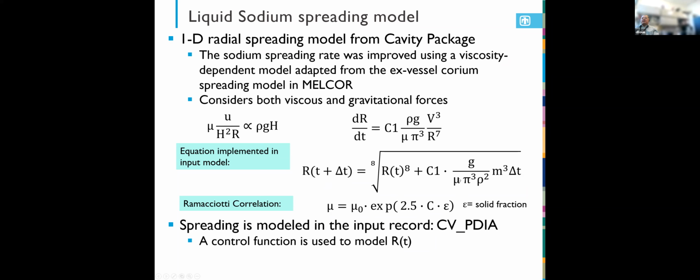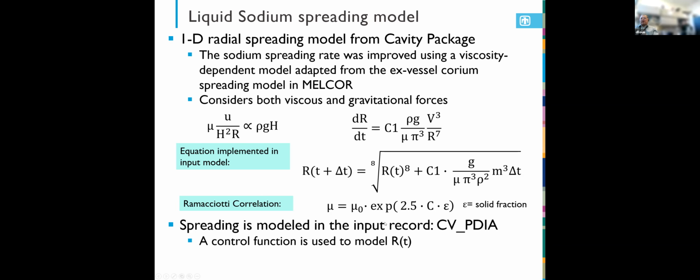And because the viscosity can be affected by how much solid is in there, we're using the Ricatti correlation, showing here this expression. Epsilon is the solid fraction. The higher the solid fraction, the higher the multiplier would be to the viscosity.